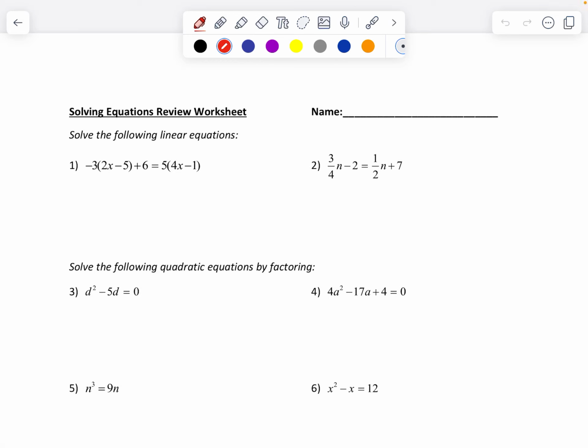Hey guys, so here's the answers to the review for your short quiz tomorrow. So number 1 on your quiz looks very similar to number 1 on this worksheet. So let's go ahead and solve it.